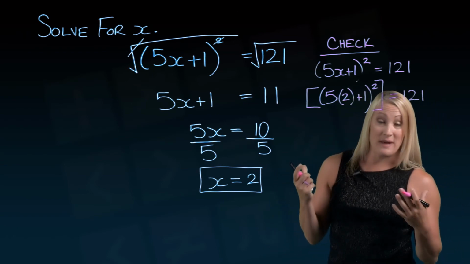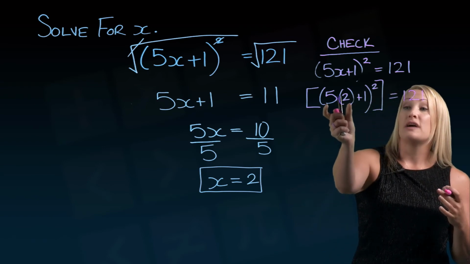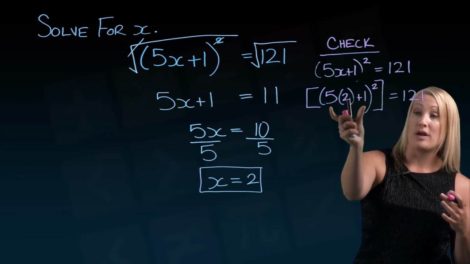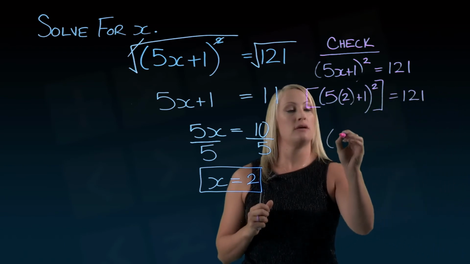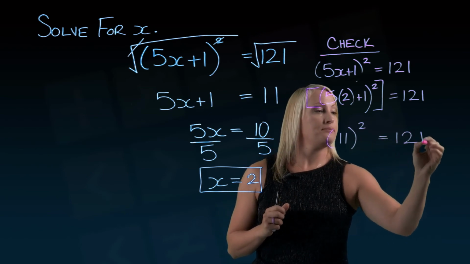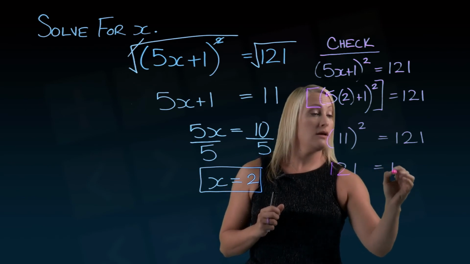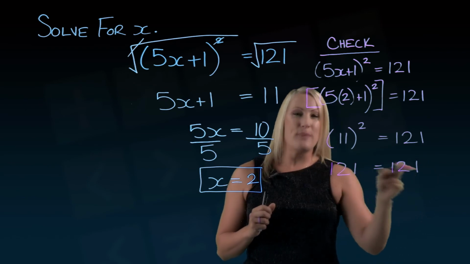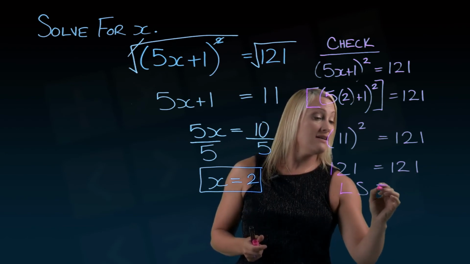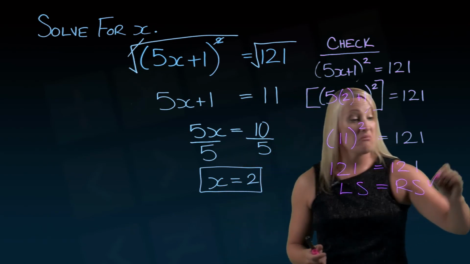We're now following BEDMAS. We're going to do inside of the brackets first. So we're going to do 5 times 2, which is 10. And then we're going to add our 1, following BEDMAS. So we're getting 11. Squared is still there. And then 11 squared is 121. Now, it doesn't matter what this number is at the end. What matters is that my left side is equal to my right side. As long as those two numbers are the same, I know I'm right.